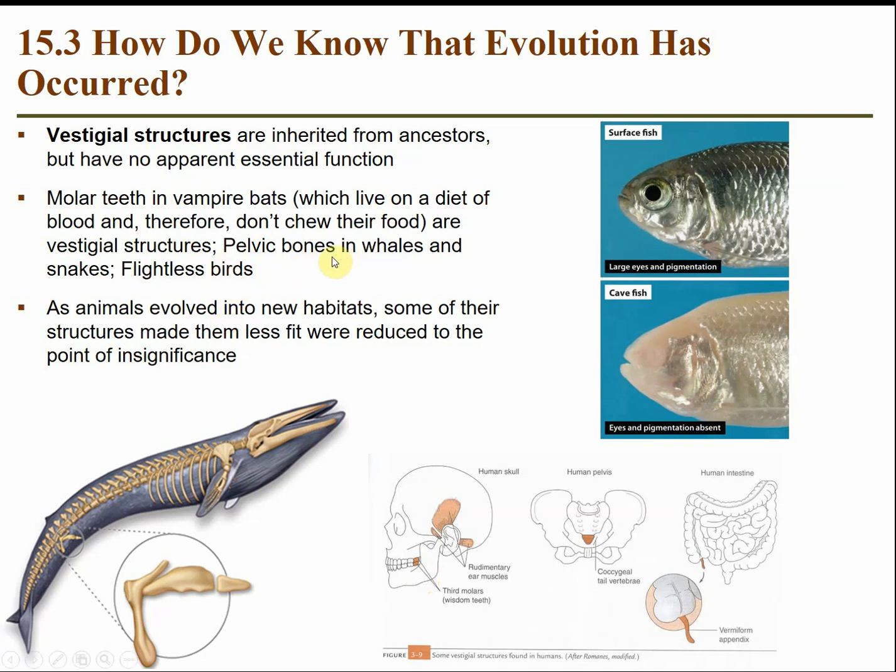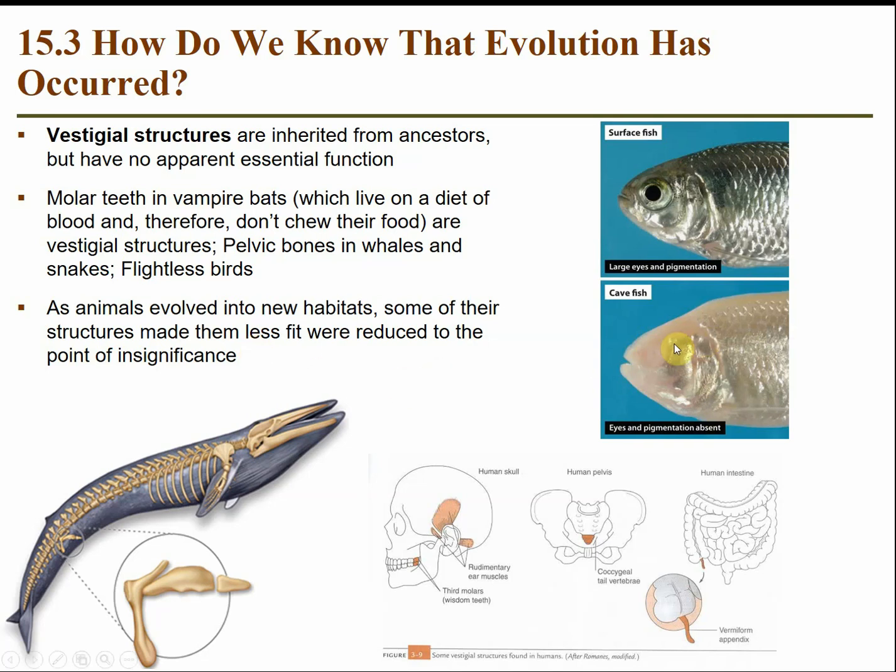Pelvic bones in whales are another example of a vestigial structure. Obviously whales don't have legs, they don't walk, but they do still have remnants of that pelvic bone structure, that leg bone structure. Flightless birds are another one. Even though they don't fly, they still have wings, although their wings typically are very, very small and reduced in size. So ultimately, as animals evolved into these new habitats, some of those structures were less useful, made them less fit, and ultimately over time were just reduced to the point of insignificance.